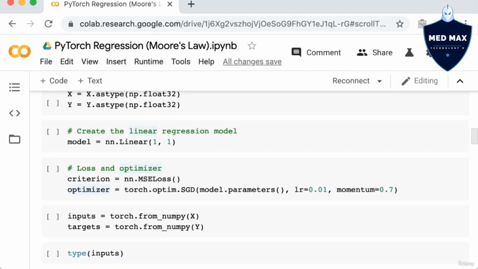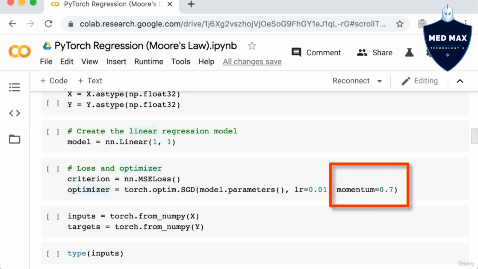Next, it's time to create our linear regression PyTorch model. Thanks to our rule, all data is the same, this code will be exactly the same as before. Once we have our model, which is just one line of code, we're going to create our loss and optimizer.